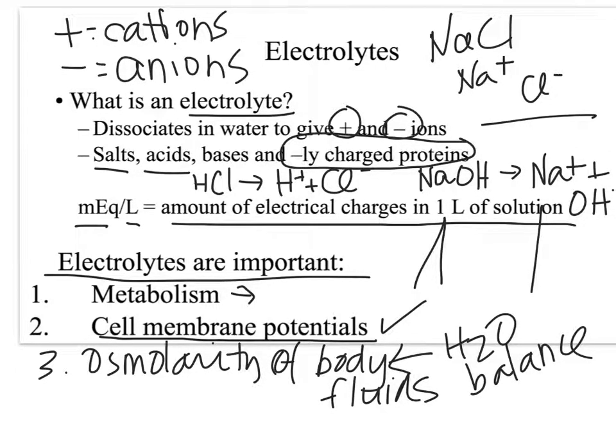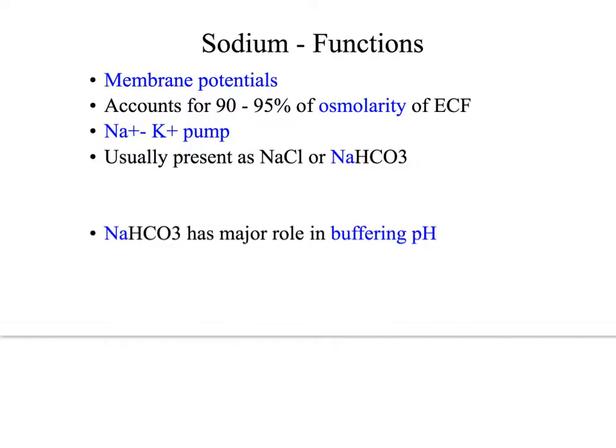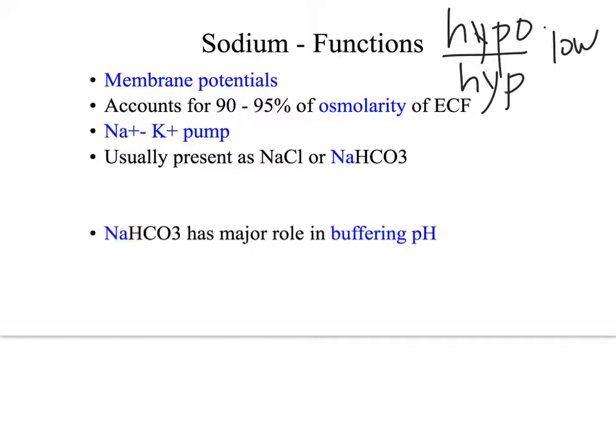Now we're going to talk about the individual electrolytes, whether they're hypertonic or hypotonic, and what happens. First thing I want to remind you, if something is hypo, it's low, too low. And if something is hyper, it's high. So you need to remember those prefixes, hyper and hypo.